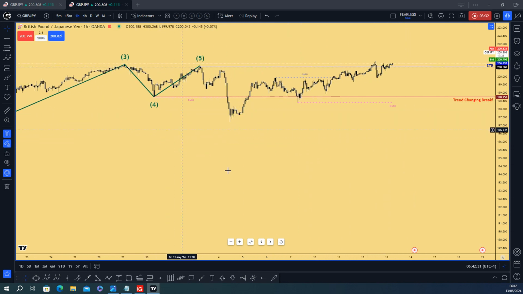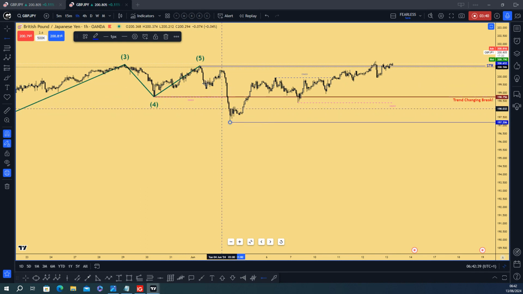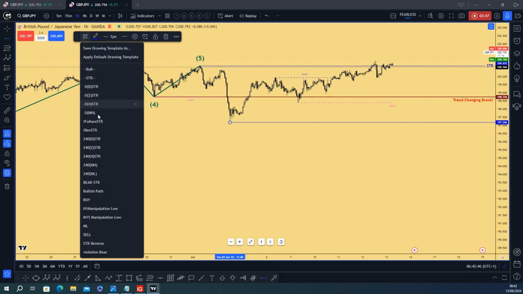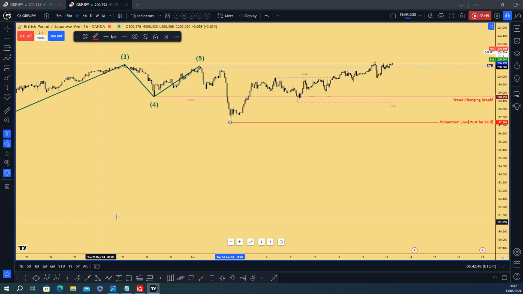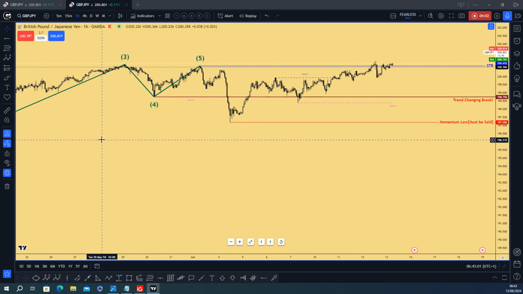So let's label this low a momentum low, because that is where the exuberance of the first sellers that came in here ended. So I'm going to label this momentum low. The simple rule attached to a momentum low is it must be sold. So that is that for the 1 hour chart.